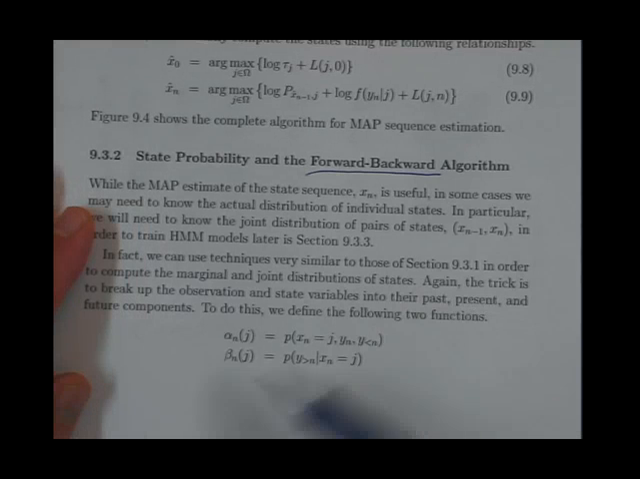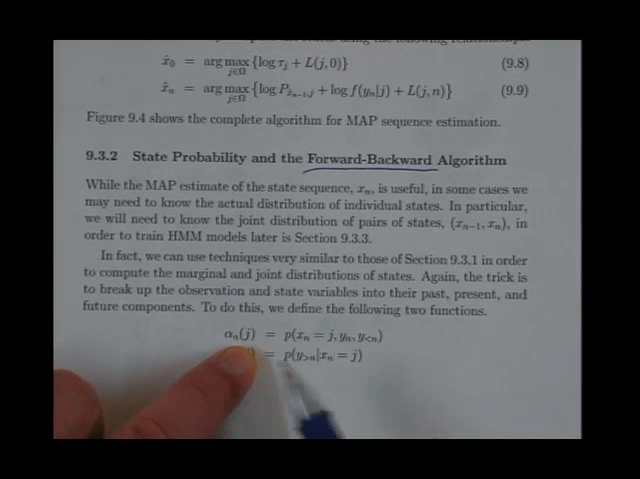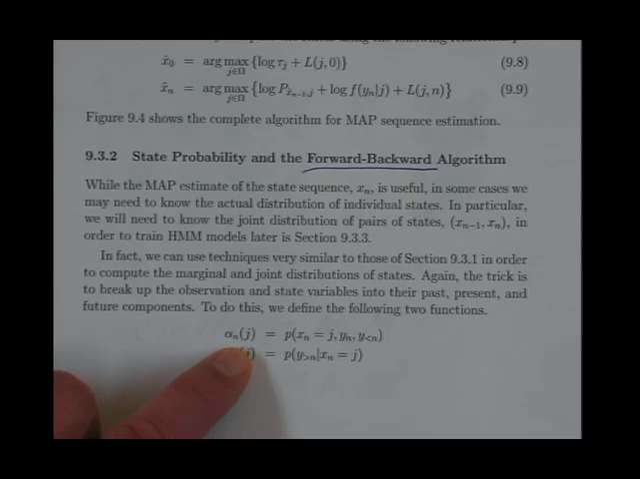So alpha here, alpha sub n of j, okay, what is it? It's defined as the joint probability of the past of y and the present of y and the current state x being equal to j. Now the y's are given because they're just functions of the data. So I suppress the dependencies here. There's no point in making an explicit function of y. It's for a particular observation, a particular realization of the sequence.